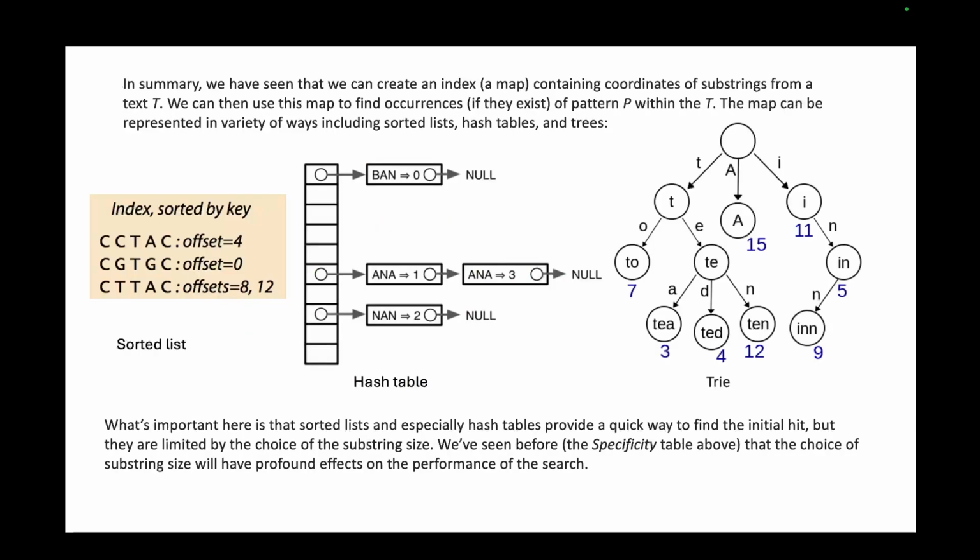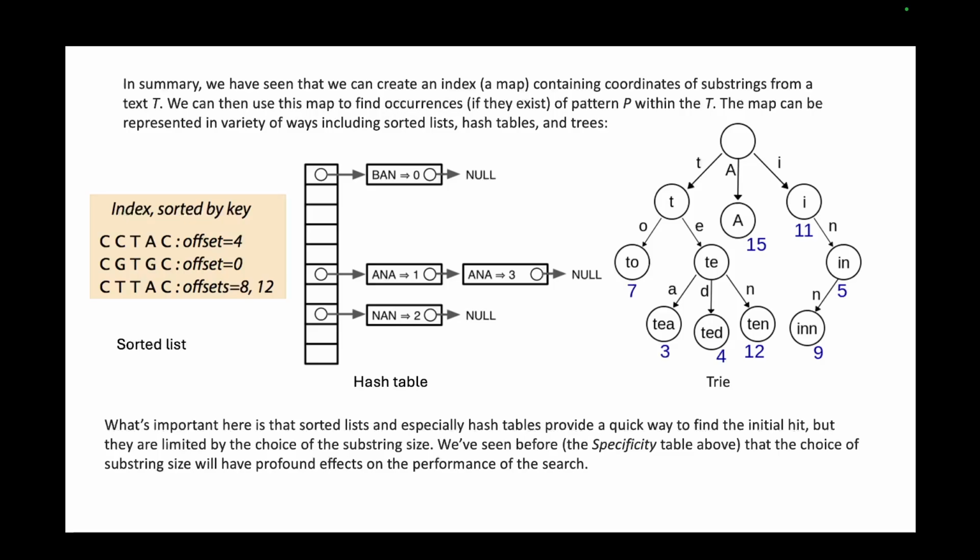So in summary, what we have seen is that we can create an index, which is basically a map which contains the coordinates of substrings from a text T. So you have a whole text, you break it down into small substrings, and you create an index map. So this substring is present in these positions, the next substring is present in these positions, and you create the index map. Now you can use this map to find occurrences of the pattern P within the text T.